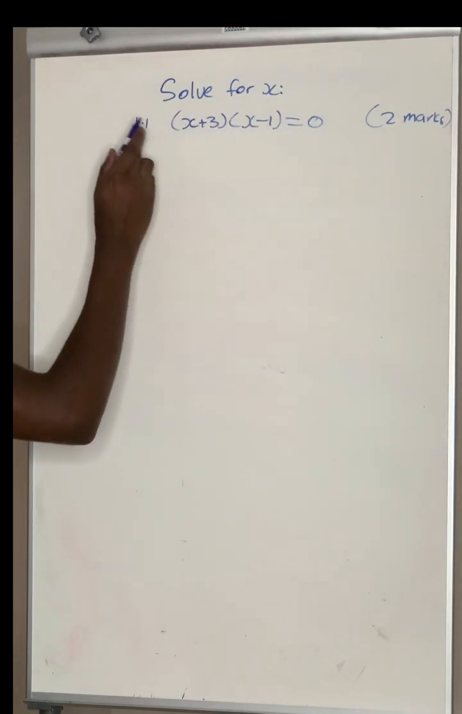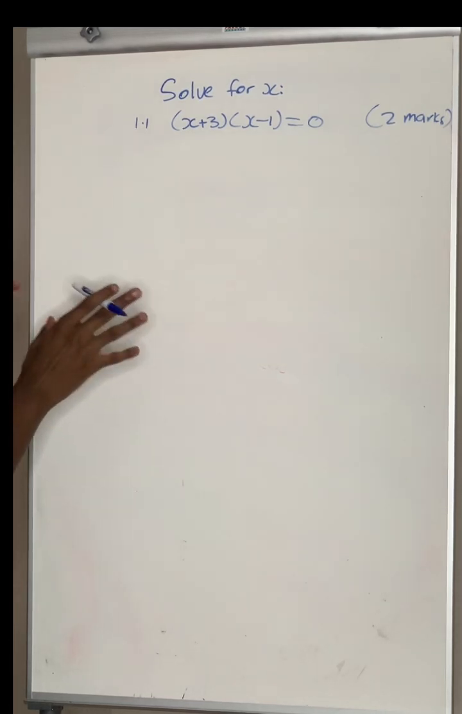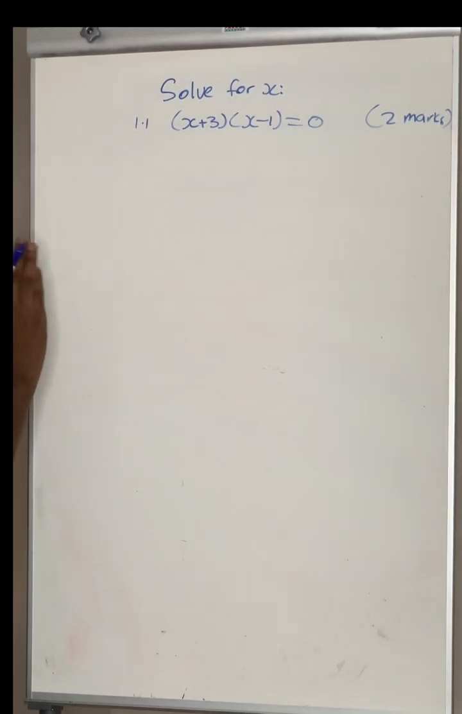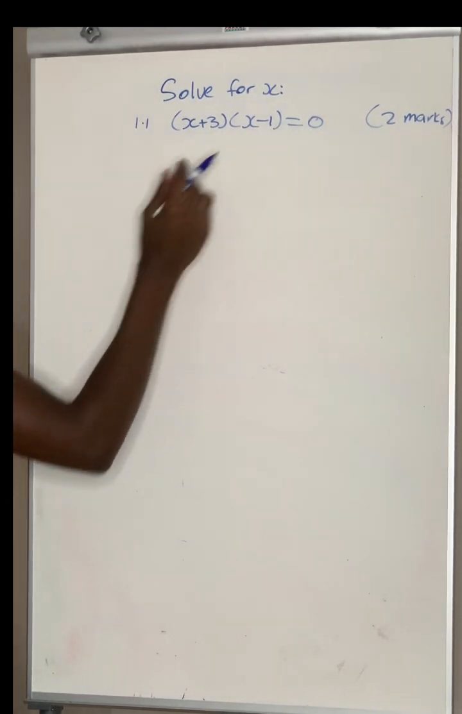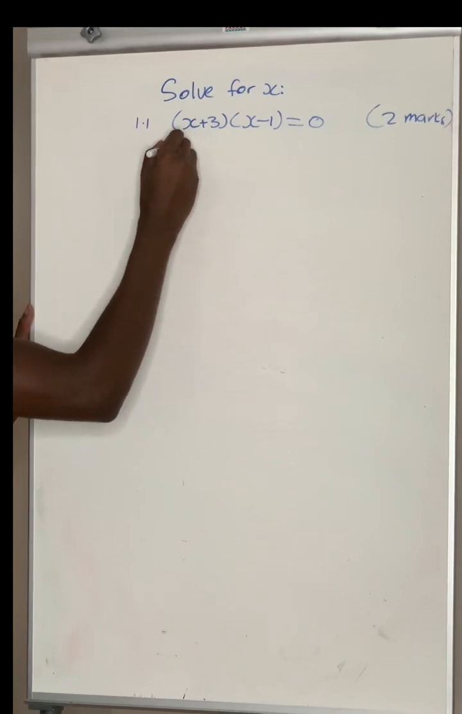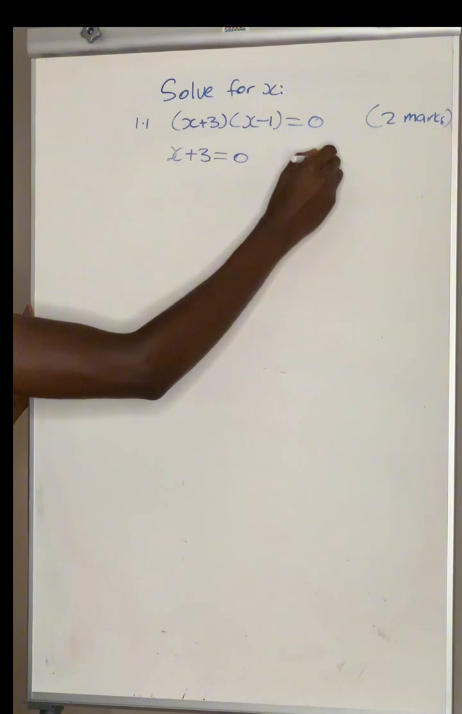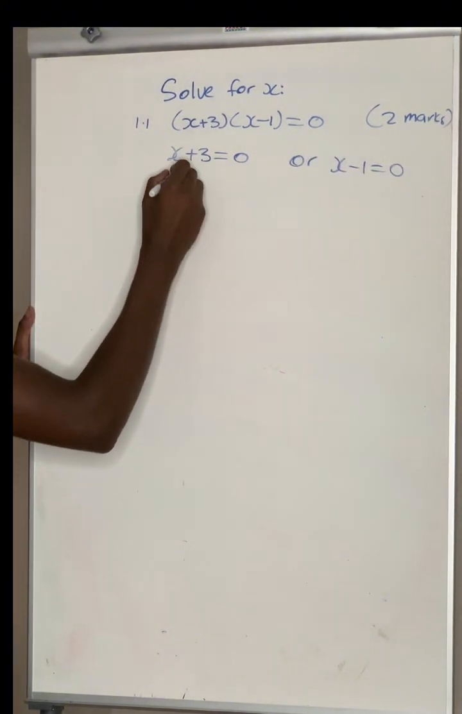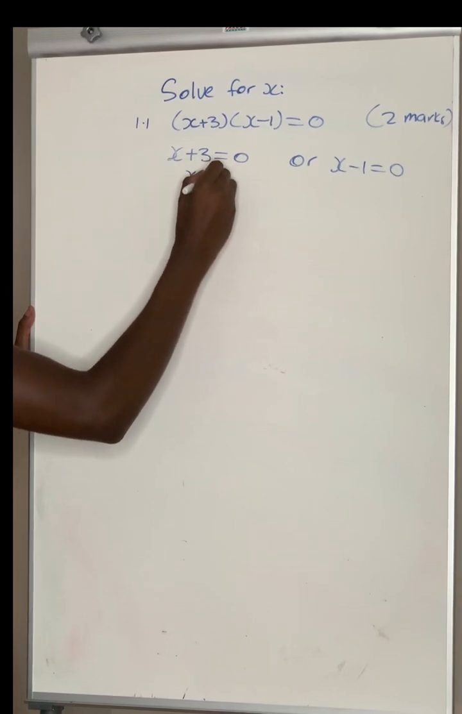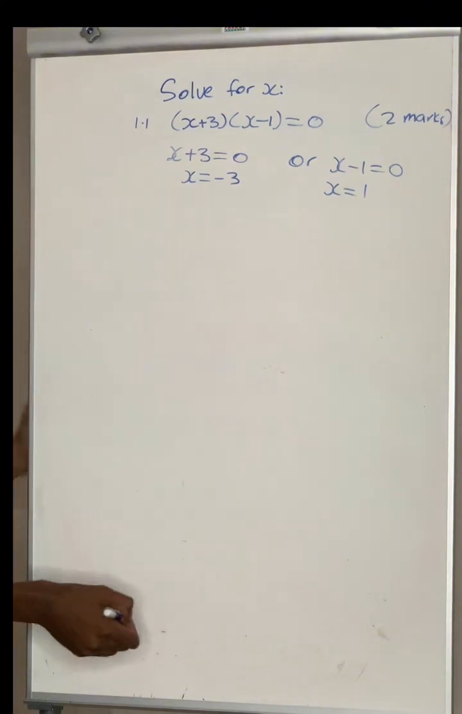So let's solve for x 1.1, (x plus 3) multiplied by (x minus 1) is equal to 0, for 2 marks. So guys, when you come across this question, please smile because this is a very easy 2 marks. You just equate each of these terms to 0. So you're going to say x plus 3 is equal to 0 or x minus 1 is equal to 0. And then you're just done, you just solve for x. So x is equal to negative 3, x is equal to positive 1.